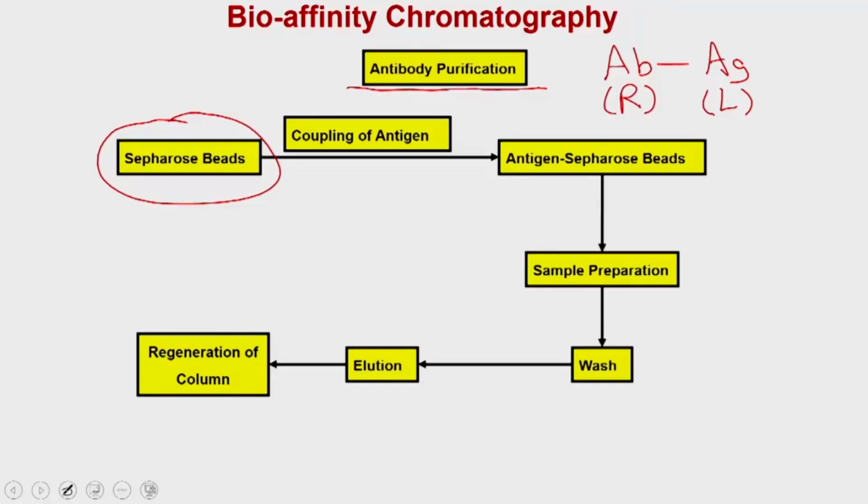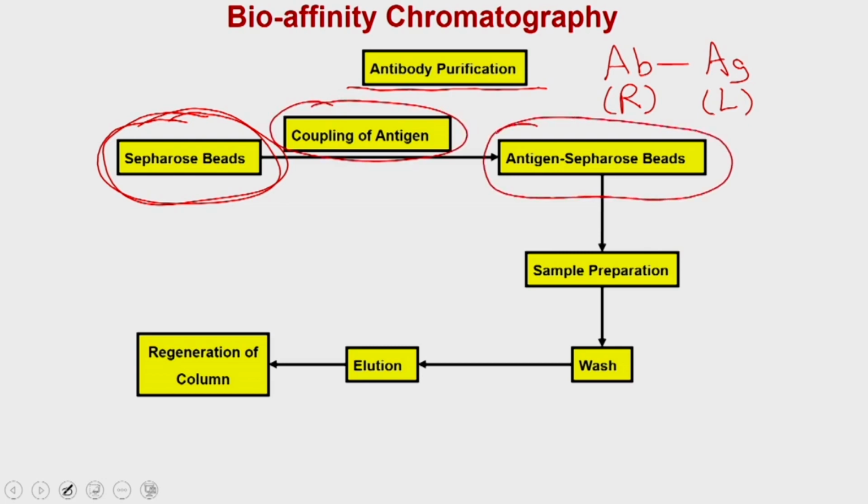So, first you are going to have the Sepharose beads. To these Sepharose beads you have to couple the antigen which is complementary to the antibodies you want to purify. The coupling of antigen is the first step, and once you couple the antigen you have the Sepharose beads coupled with the antigens. Then you are going to prepare the samples, like applying the serum which you get from animals like rabbit or mice, or sometimes you may get the antibodies from hybridoma cells.